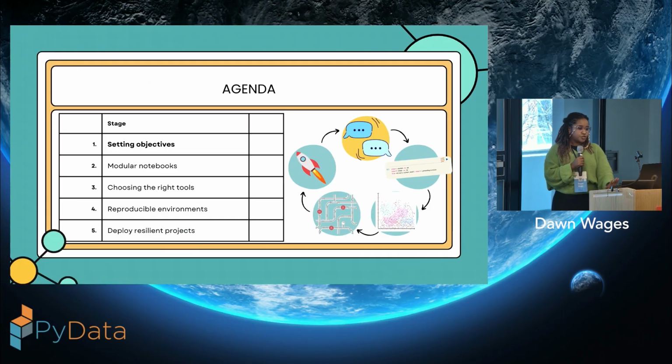So the agenda: this is all about the life cycle of maturation of a Jupyter environment. We're going to start by setting our objectives for our Jupyter notebook. We'll go into understanding modular notebooks. This is when I infuse the software engineering principles that I really love. Then we'll choose the right tools. We'll talk about reproducible environments, and then talk about deploying resilient projects.